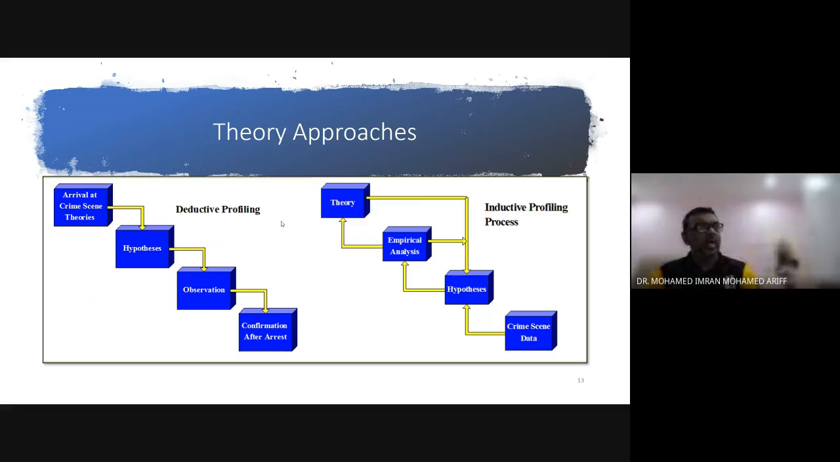CSI. Okay, so I've taken this example from one of the books that I read. Deductive profiling, arrive at crime scene. Dia buat hypothesis, dia observe, and dia buat confirmation. Okay, so dia sampai scene, dia tengok apakah yang telah berlaku, dia buat observation, and they come up with his own theory. Okay, that is a deductive approach. Okay, so inductive approach pula theory. They come up with the theory first, and then pergi dia buat empirical data hypothesis, and then dia datang daripada bawah crime scene, dia buat hypothesis, dia test, and he comes up with the theory.